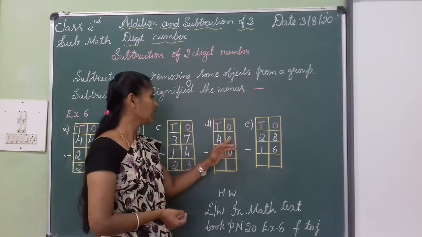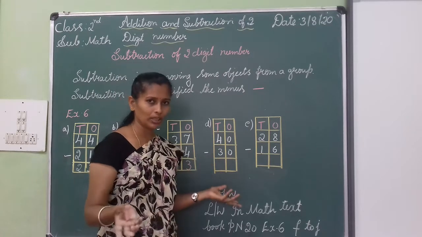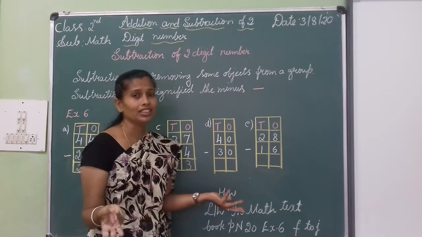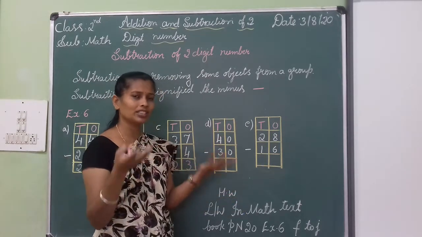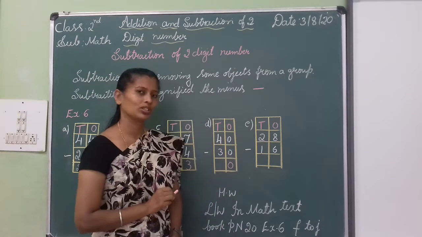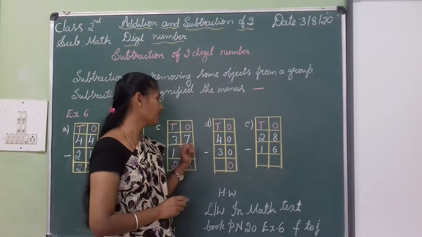Now, B. 0 minus 0. 0 minus 0, children? 0 only, because nothing is there. So 0 minus 0 is 0 only, children. Right? 0.